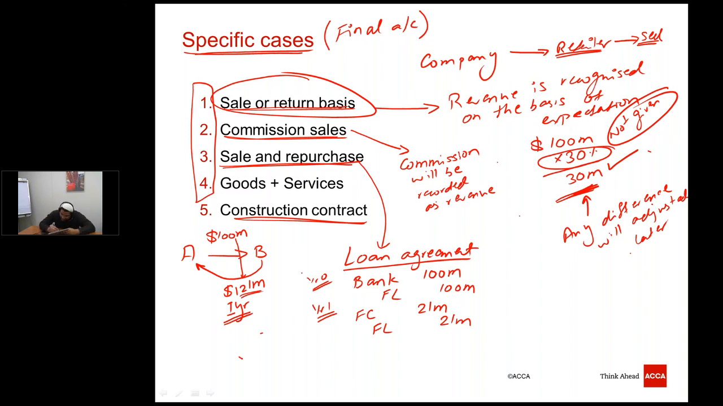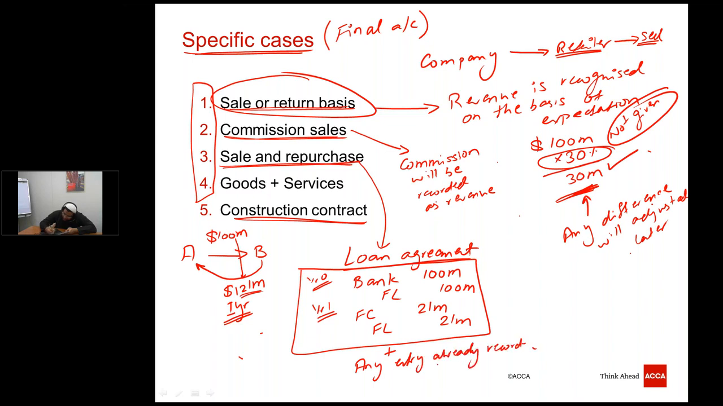So these are actually the correct entries that should be recorded in the question in case of a sale and repurchase agreement. Any entry already recorded in the question by the question should be reversed. So if the question has already recorded the revenue, we are going to reverse that.